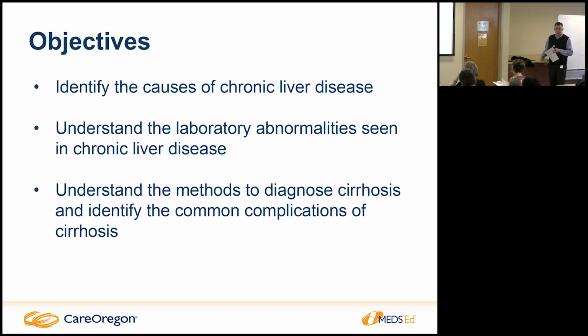Because this is essentially an education course, these are the main learning objectives that we're going to try to cover for you here today. So this is what you'll be able to take back to your clinics and socialize with your peers. We're going to be looking at the causes of chronic liver disease. We're going to try to get a better understanding of the laboratory abnormalities that manifest in chronic liver disease and understand some of the methods of diagnosis for cirrhosis and some of the complications that lend themselves to that. So I think you're going to come away with a lot of good information here today.